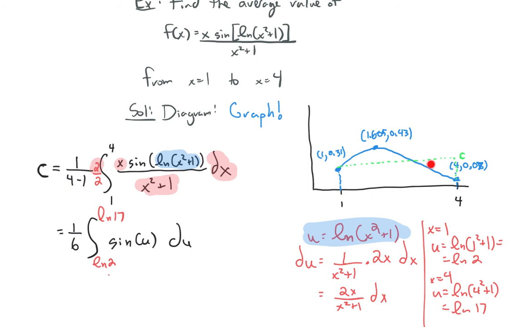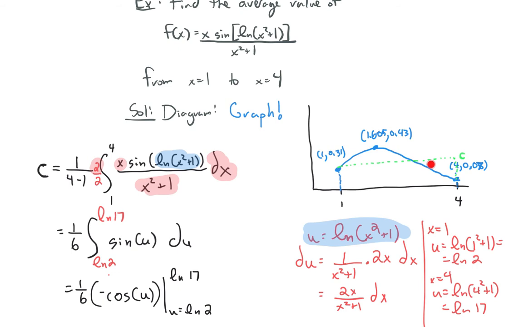So let's do this integral. The antiderivative of sine of u is negative cosine of u. That's nice and easy. And we're going to evaluate that from u equals ln of 2 to ln of 17.